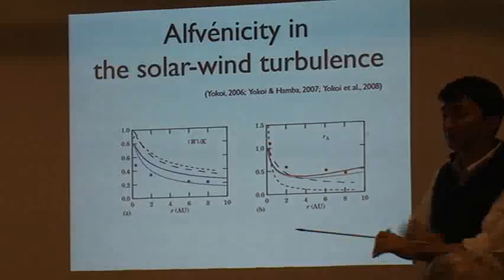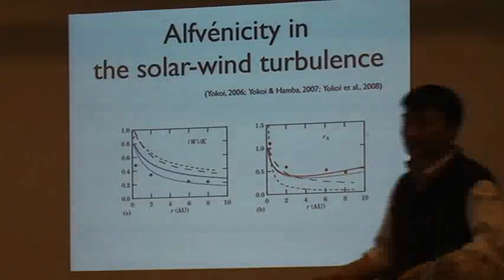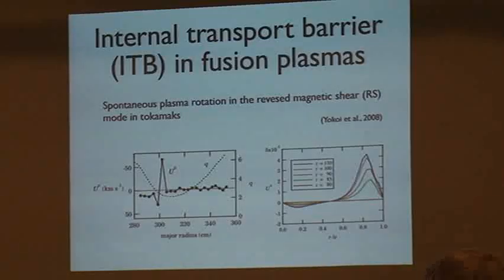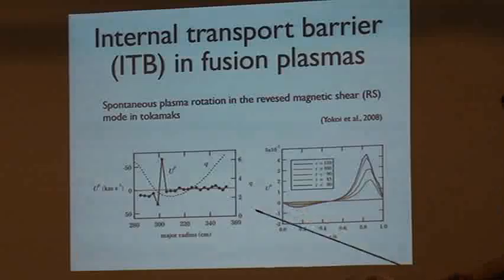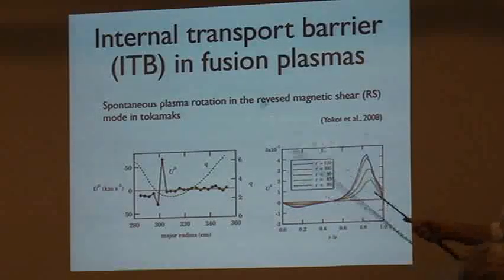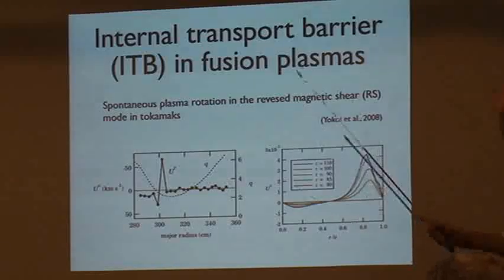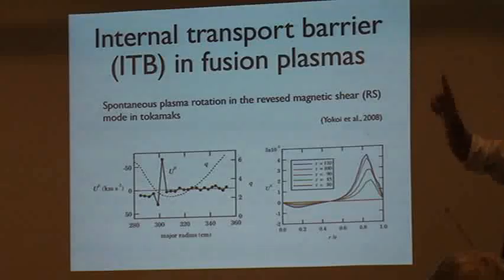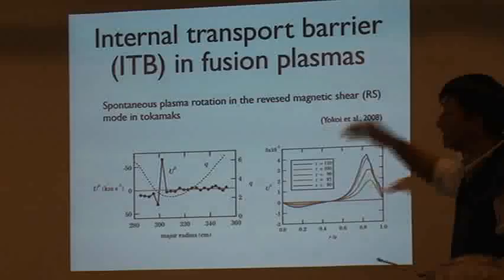Of course, dynamo is a universal phenomenon, but I'm not familiar with such an argument. And this is an application to fusion plasmas. So that means beta is very, very low. Beta, I mean plasma beta. So the magnetic field is very strong.